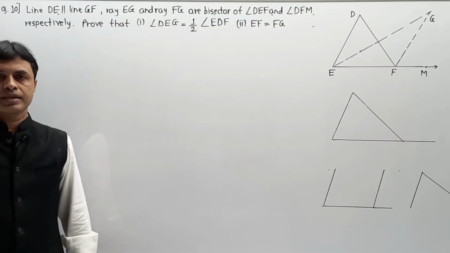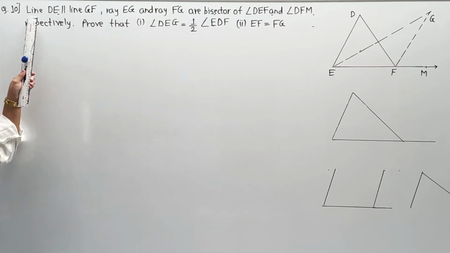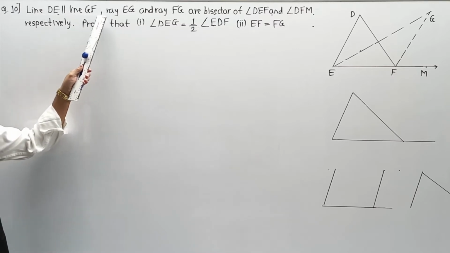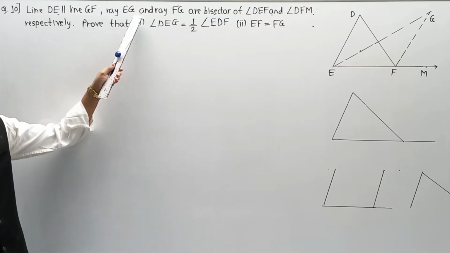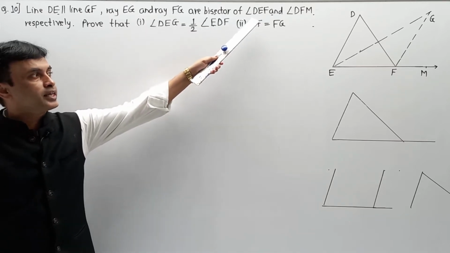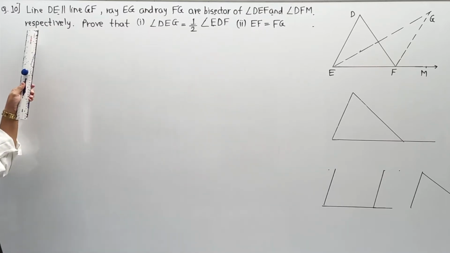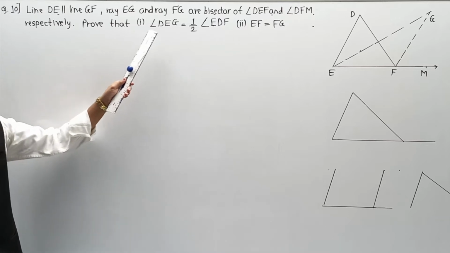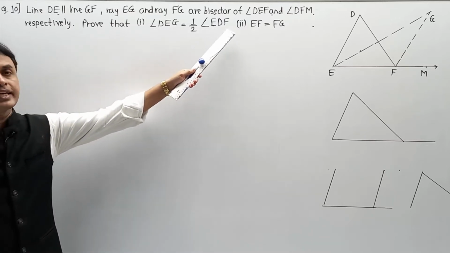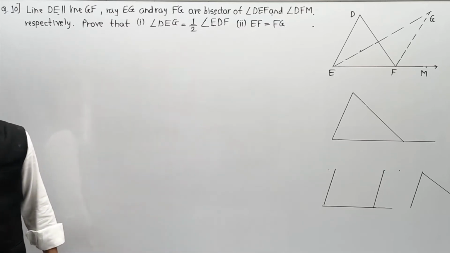Continuing from the last lecture, moving to the next part. Question number 10: line DE is parallel to line GF. Ray EG and ray FG are bisectors of angle DEF and angle DFM respectively. Prove that angle DEG is half of angle EDF and second, EF is equal to FG.